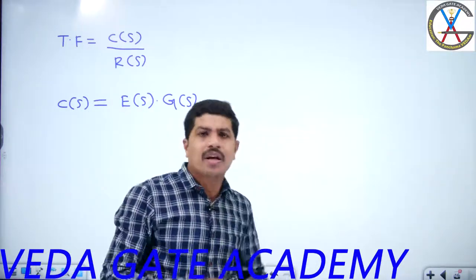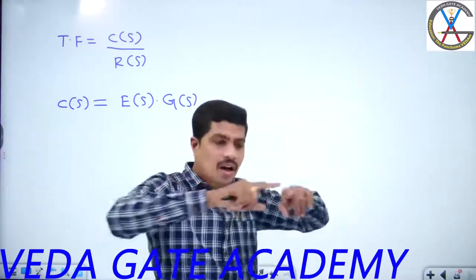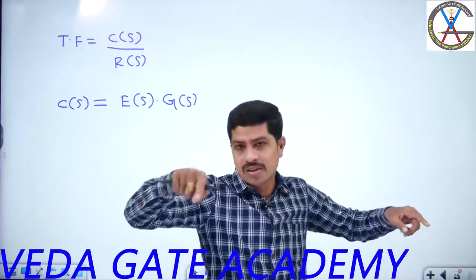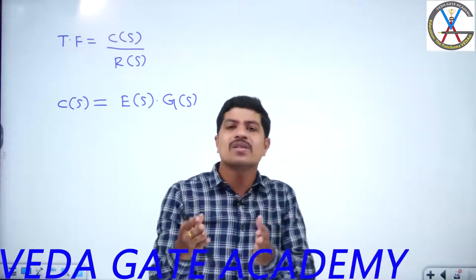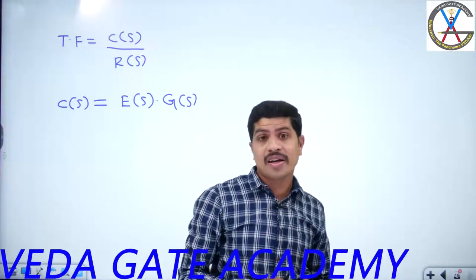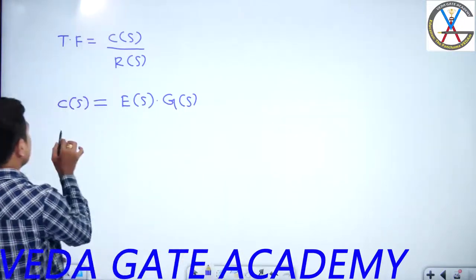Whose gain is it? Whatever is there in the forward path. I told you that the transfer function is also called gain. Whatever is there in the forward path is its gain. H of s is also a gain. Whatever is there in the feedback path, H of s is the gain of that feedback path. What is the overall gain? If I say overall gain, it is the transfer function or closed loop transfer function. Come on. What is E of s?